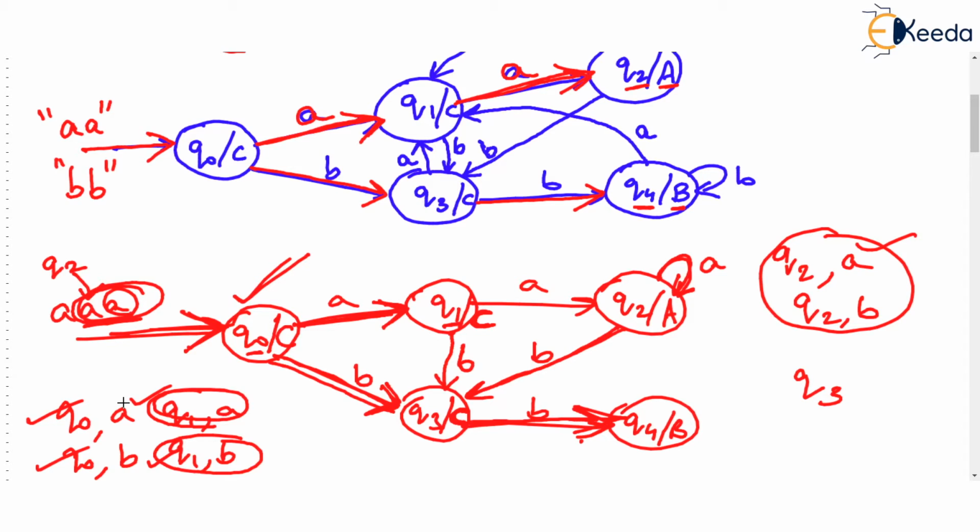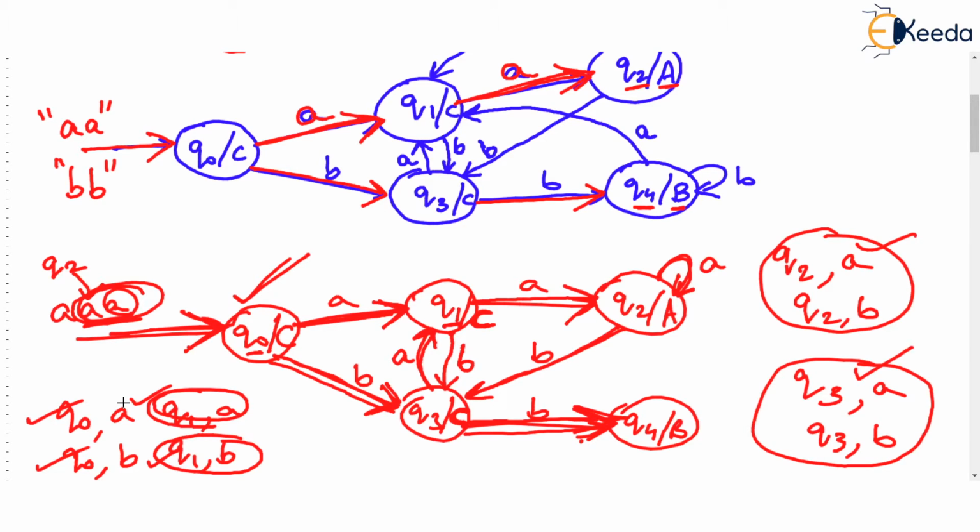Q3 on reading A, what should it do? It's again easy to see that Q3 on reading A should go to Q1. Why? Because after going to Q1 on reading A, who knows, after that A there is another A that will take us to Q2. So we have got two consecutive A's and we will be in the Q2 state. What will Q3 do on reading a B? Q3 on reading a B is already defined. It goes to the Q4 state. So the discussion of Q3 is also over.